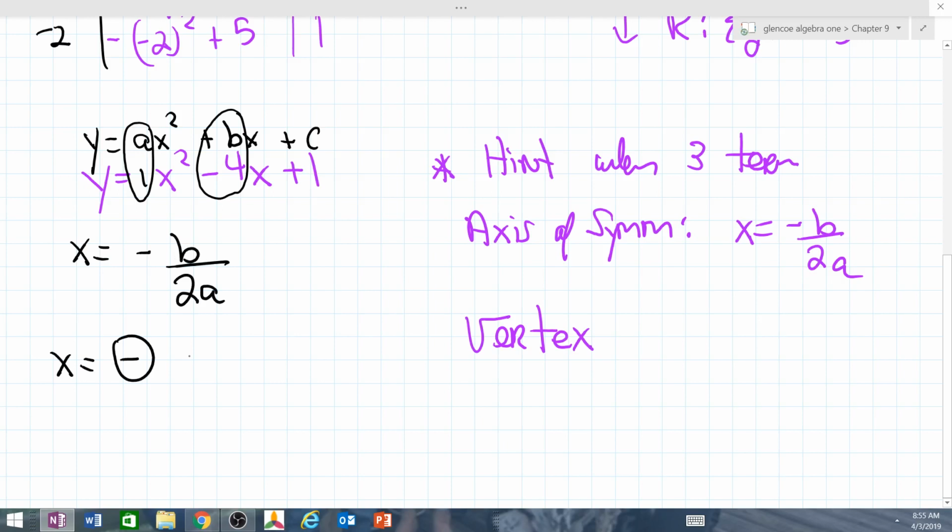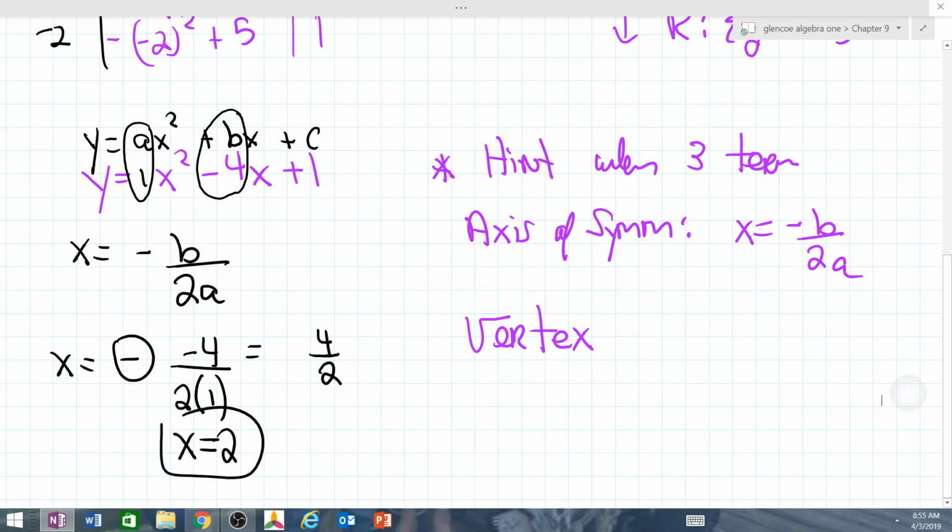So x equals negative negative 4 over 2 times 1, or 4 over 2, or x equals 2. So the axis of symmetry is x equals 2. Are you with me? Good.